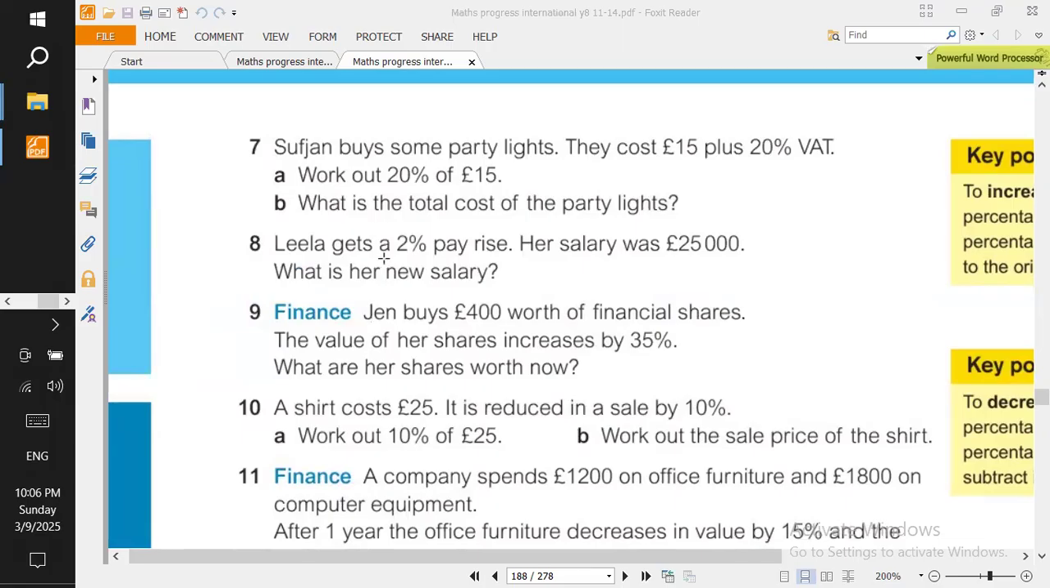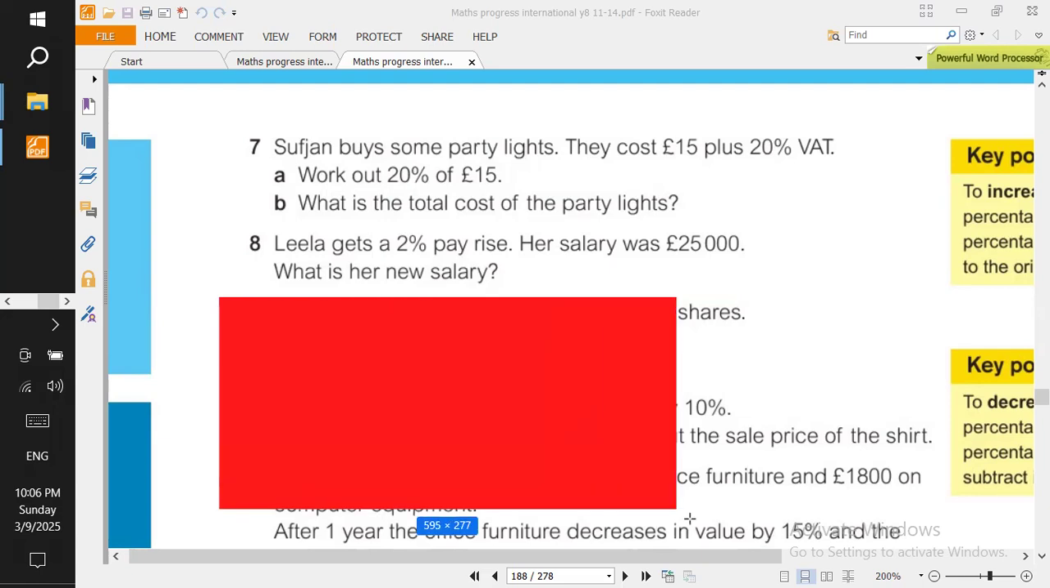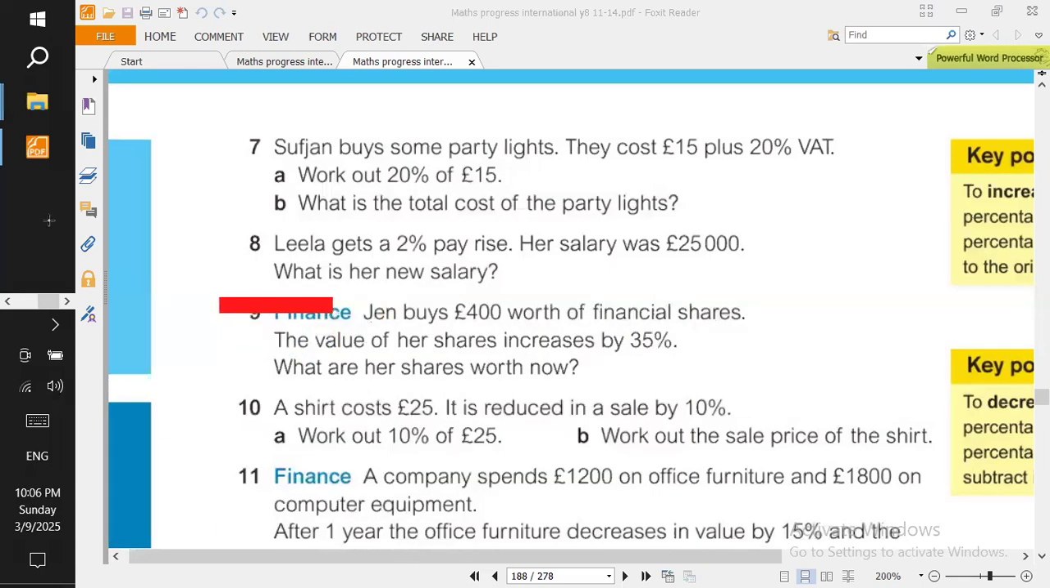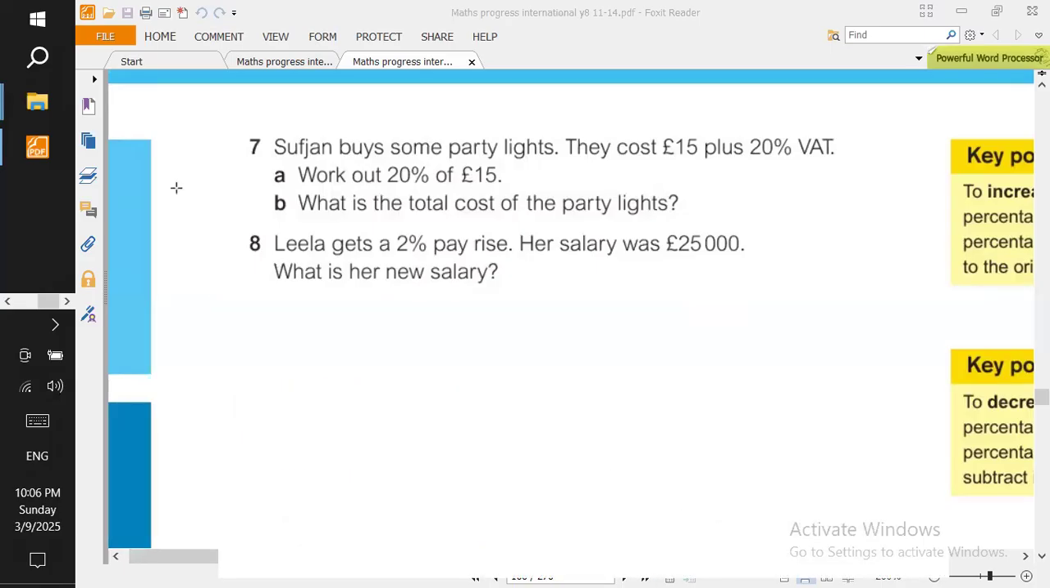Basically, you can find the 2% of this one and then add it to it. It will give you the same answer. First, let's do this. So basically, the original price is always 100%. Now, what happened here is that Layla gets a 2% pay rise. A 2% pay rise means increase. It means the percentage becomes what? 102. Because it's increased by 2%, it became 102.